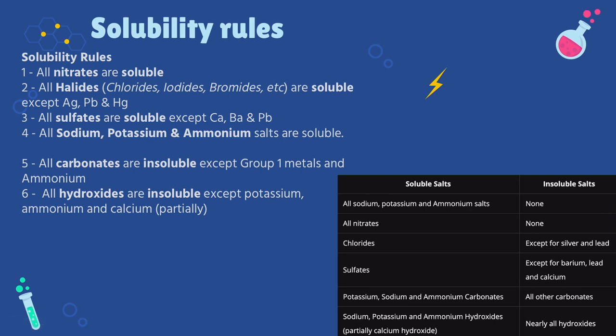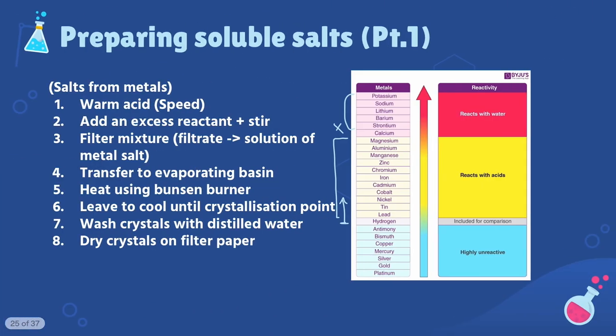And the solubility rules that we need to know, basically. Firstly, all nitrates are soluble. Then all chlorides or halides are soluble except for silver and lead. All sulfates are soluble except for calcium, barium, and lead. And all sodium, potassium, and ammonium salts are soluble. All carbonates are insoluble except for sodium, potassium, and ammonium salts. And all hydroxides are insoluble except for sodium, potassium, and ammonium salts. Okay, so there are 3 ways of preparing soluble salts.